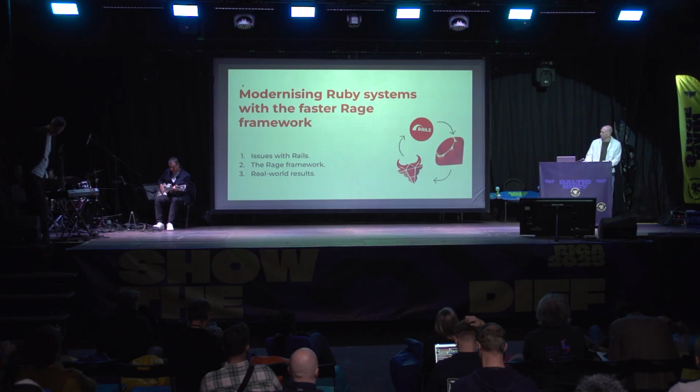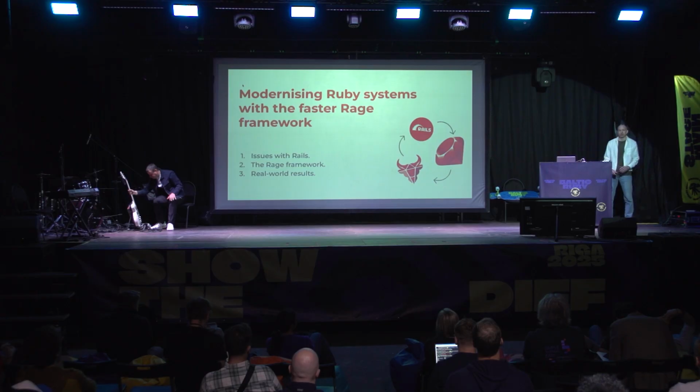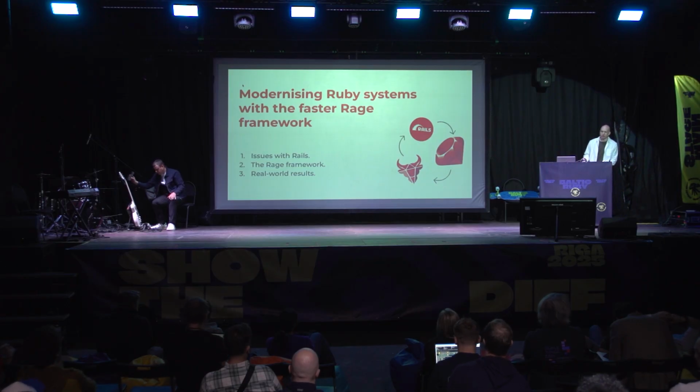My talk today is called Modernizing Ruby Systems with the Faster Rage Framework. And there are three things I wanted to talk about today. First, I will talk a bit about Rails. Most of us use Rails. I guess we love Rails. I definitely do. But today, I will specifically focus on things I consider problematic.